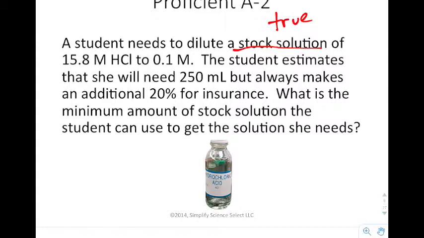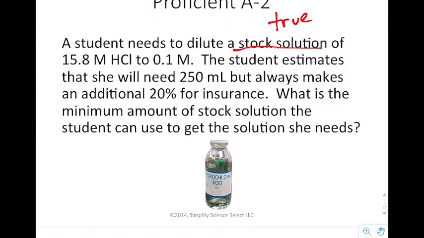Okay, a lot of times when we make solutions in the lab, we're not quite sure what they are. These are tested and proven to be those values. So it says we need to take a dilute solution of 15.8 molar HCl to 0.1. It says the student estimates that she needs 250 mLs, but always makes an additional 20% for insurance. Okay, that's a good process to have. Like if you think you need 250 mLs, you don't want to have to stop in the middle of it in order to make more solution.